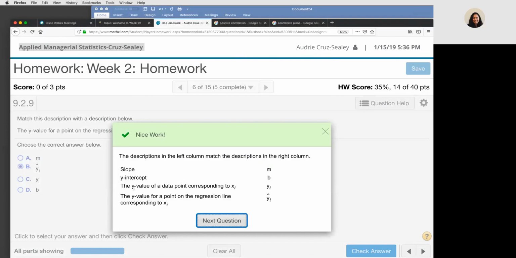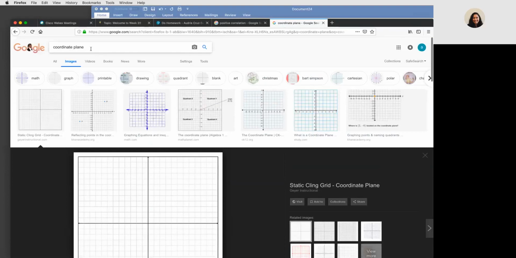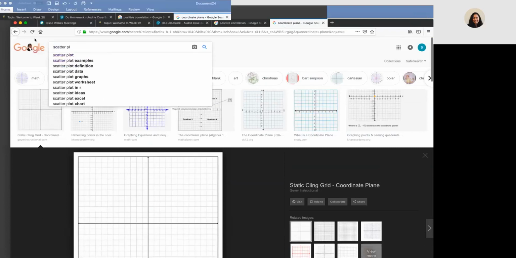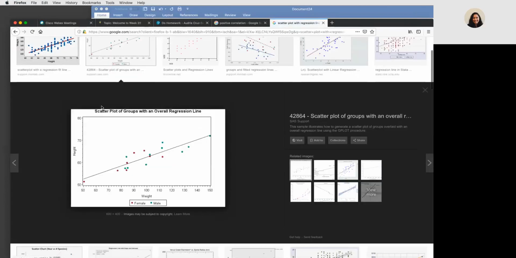yi is the y value of the data point corresponding to xi. I don't like the way that's written. It's the coordinate pair, so xi and yi are the dots on the scatter plot. Let me give you another picture. Okay, so if you look at these dots, that's xi, yi. That's xi, yi. That's xi, yi. Each of the dots is a coordinate pair xi, yi.